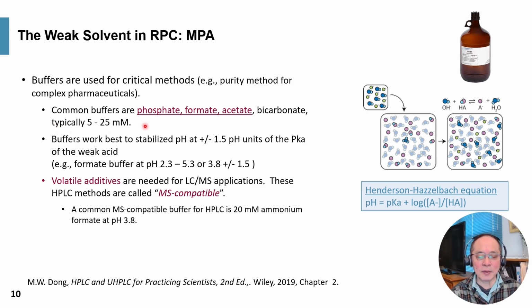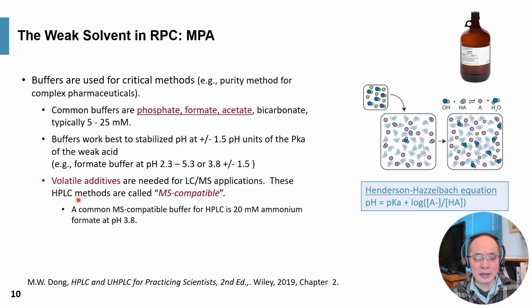Common buffers are phosphate buffer, formate, and acetate buffer, also bicarbonate, typically at 5 to 25 millimolar. A buffer works best to stabilize pH at plus or minus 1.5 pH unit of the pKa of the weak acid of the buffer. So this is according to the Henderson-Hasselbalch equation. Okay, so if you are too far away from the pKa, then it would not be a buffer. It would not have any buffering capacity. It would be just a solution.